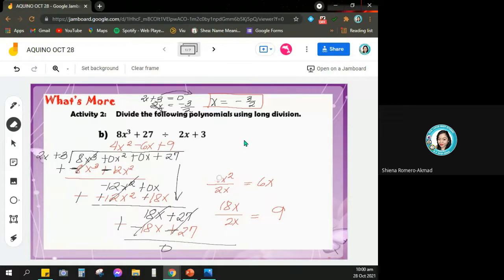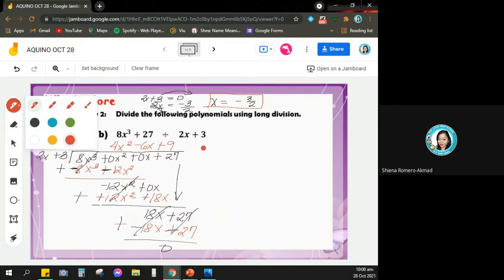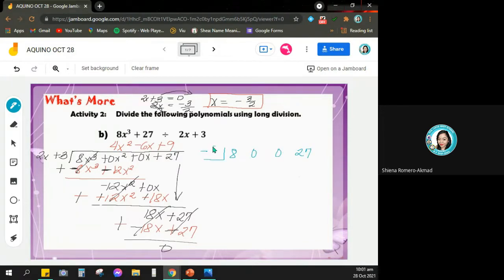Pakita ko naman sa inyo, paano naman kapag synthetic division yung ginamit in solving this kind of polynomial. So kapag synthetic, this will be 8, 0, 0, 27. And this will be negative 3 halves. Ayan. So, ito yung sa x cube. Ito yung sa x square. Ito yung sa x. Ito yung constant.